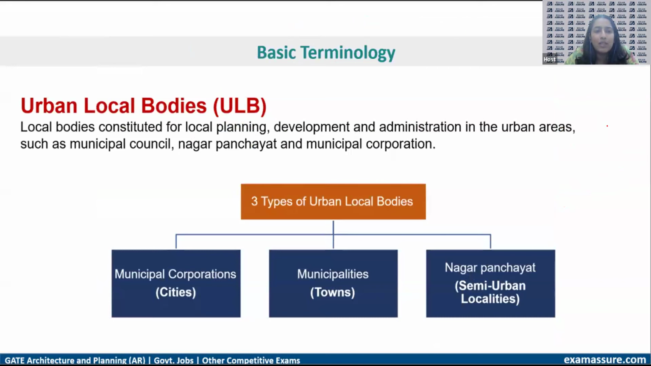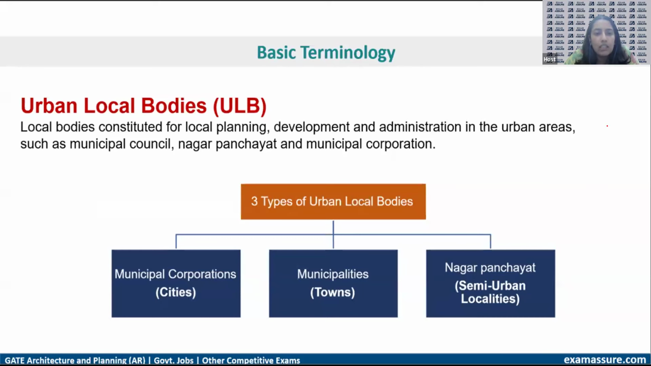Now, moving on to the next basic terminologies, let us understand these so that when we discuss the evolution of planning legislation, or the classification of settlements, it's much easier to understand. Now, urban local bodies, basically your local bodies, or your municipal administration, are bodies constituted by the government or some authority who are going to look after the planning, the development, and administration in a particular area.